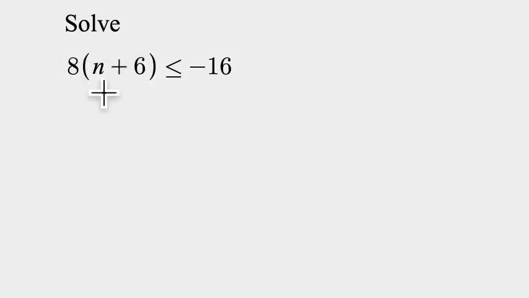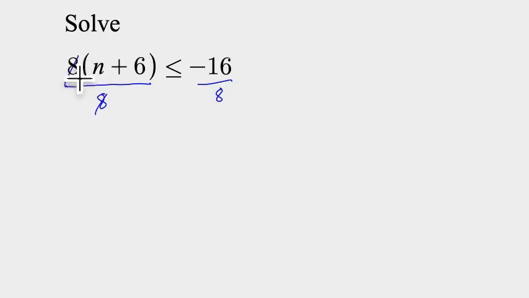I have 8 times the quantity n plus 6 is less than or equal to negative 16. Now here we could distribute the 8 first, but notice that we can divide both sides by that 8. In particular, 16 is divisible by 8. So let's go ahead and do that. That'll keep the numbers smaller. So we're dividing both sides by 8 because 8 divided by 8 equals 1.